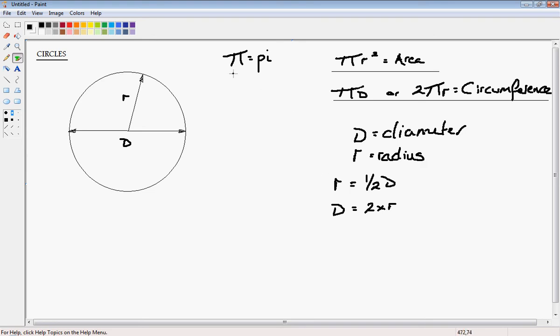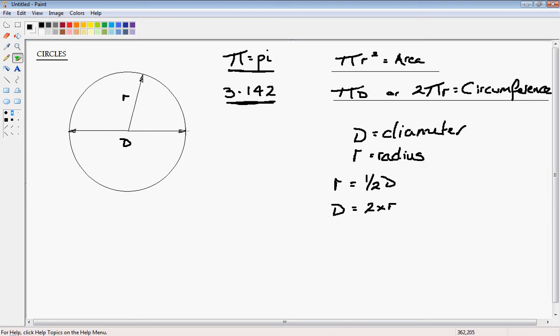Now, pi, this Greek letter, is actually what we call a constant. It's a value. It has a number. Okay, now generally we have various values for pi, but most of the time it's 3.142.